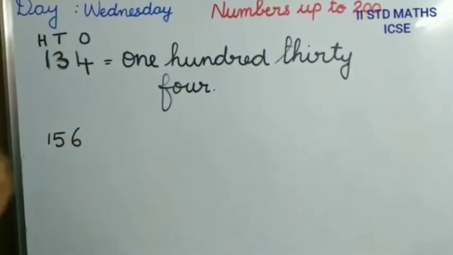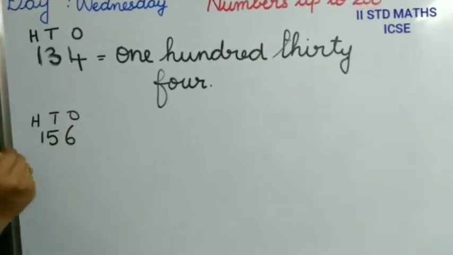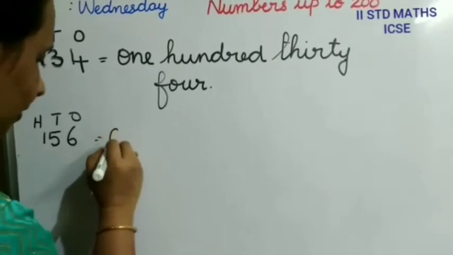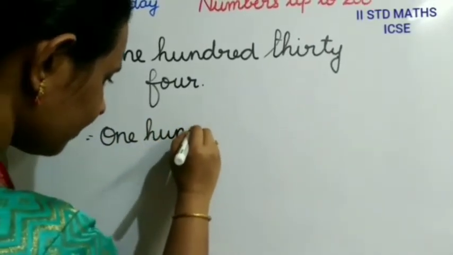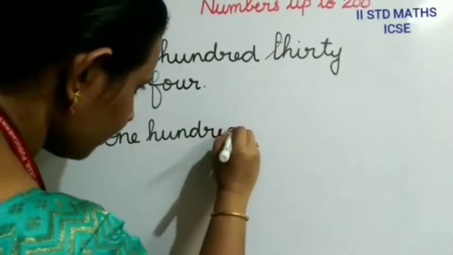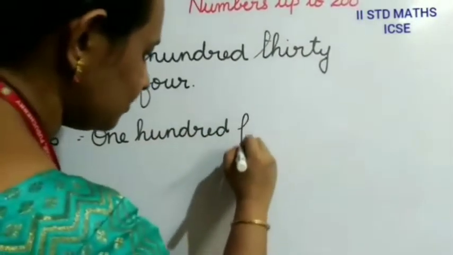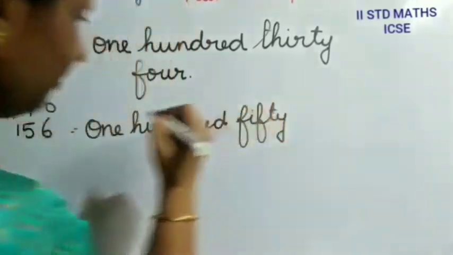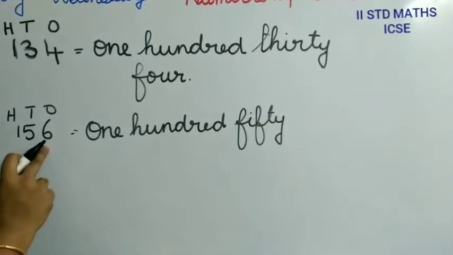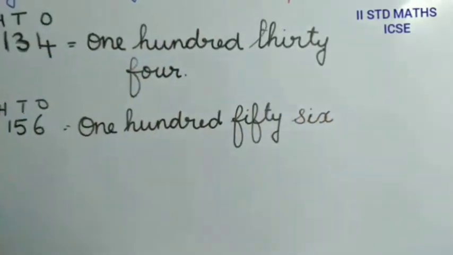Okay, next we are going to another number, 156. Where do we start? In the hundreds. How many hundreds, children? Only 1. So what do you want to write? 100. How many tens? 5 tens, 50. What is the spelling of 50? F-I-F-T-Y, 50. What is the spelling of 6? S-I-X, 6.